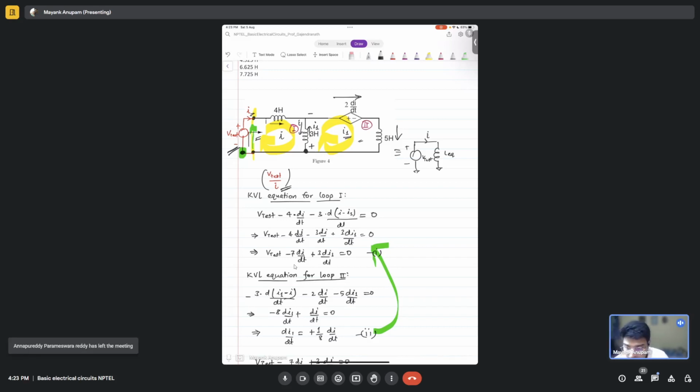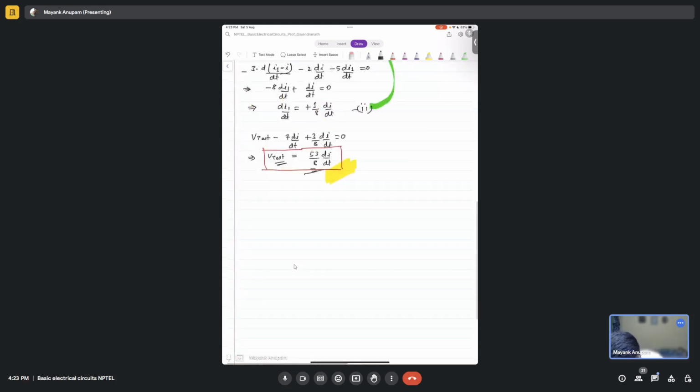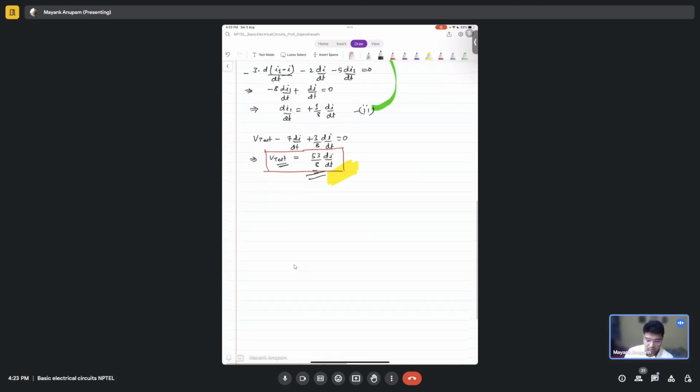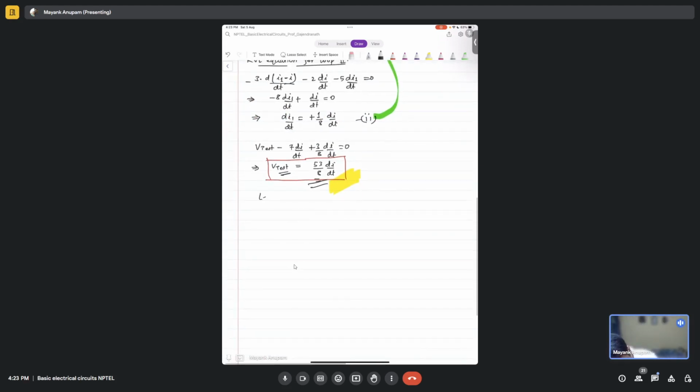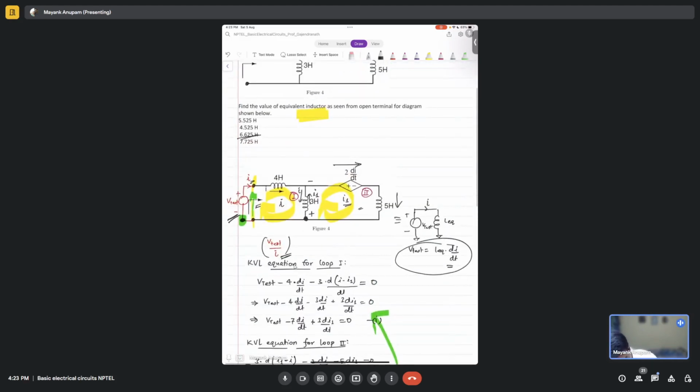What will be the equation here? The equation will be V test is equal to L equivalent times di by dt, right? So this is exactly what we are seeing here. Is that fine? So the equivalent inductance L equivalent is equal to 53 by 8, which is actually 6.625, as one of you correctly pointed out.